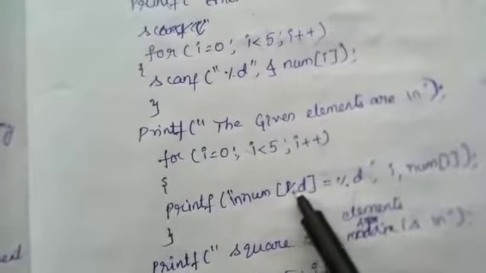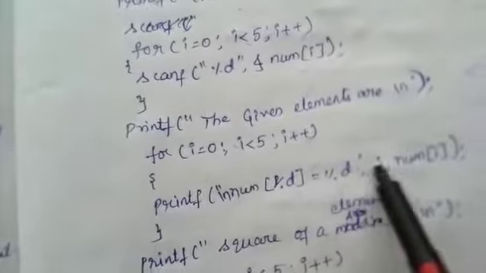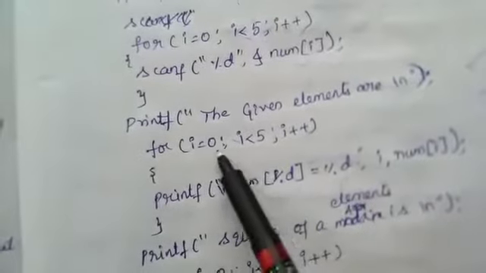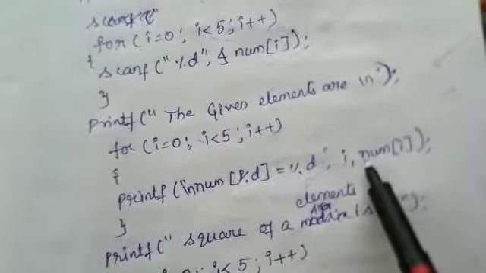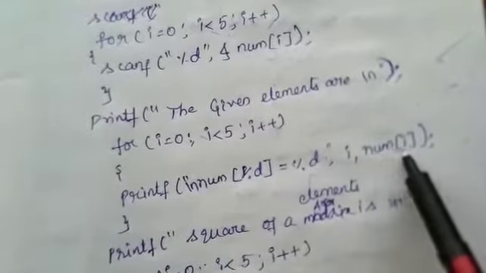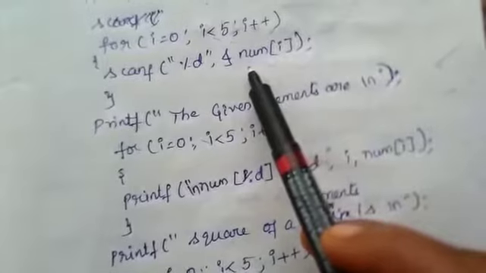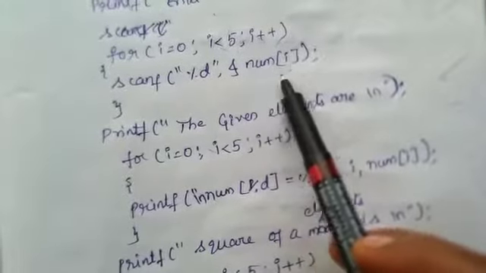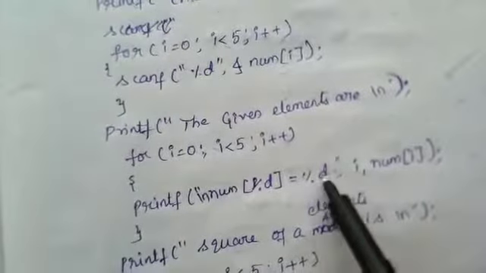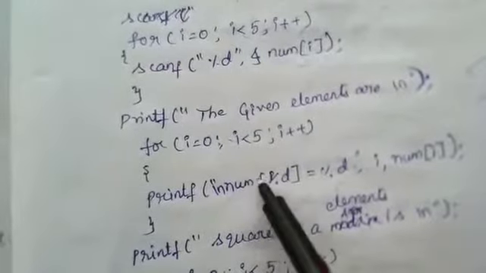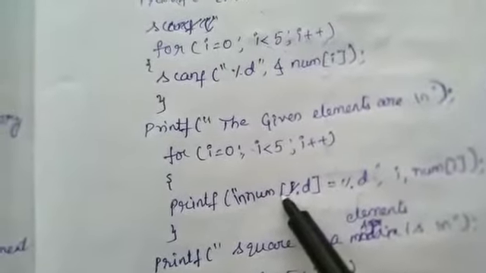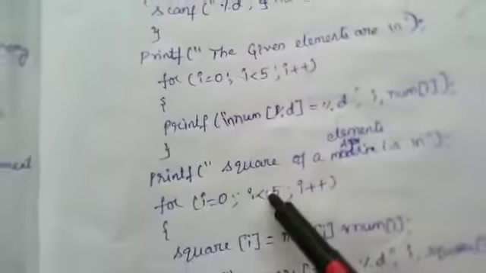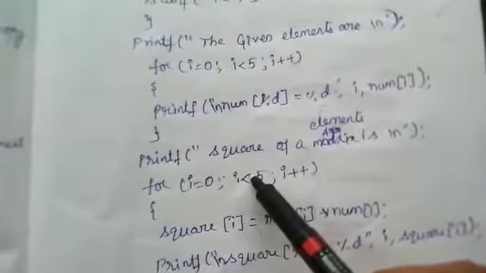The first %d is given i, so i is nothing but 0, giving num[0] equals %d. The second %d is num[i], which means num[0]; the element you stored in num[0] will be displayed here. Like this you specify the elements, so you can print the elements on the console. After that you have to print the squares of those elements.